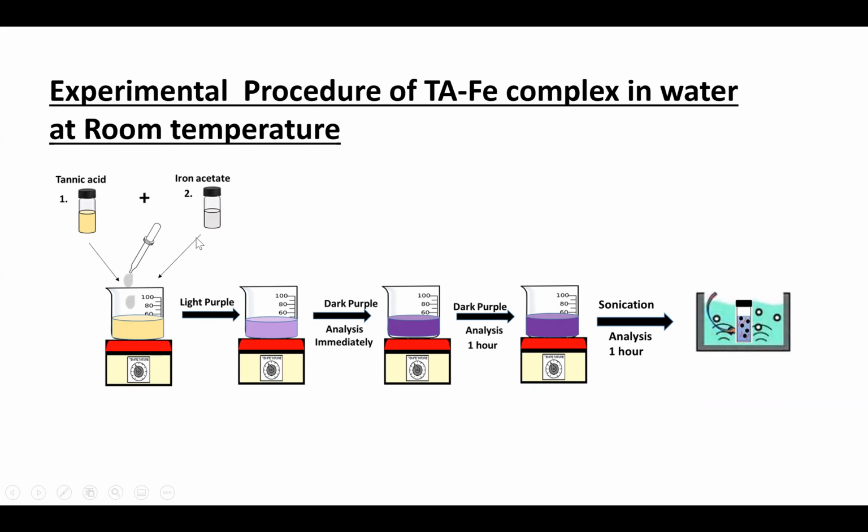For that, we used tannic acid, which is generally yellow in color. When we added iron acetate dropwise, it turned to light purple color. After keeping it in heat, it will turn to dark purple. Then we go for the sonication, then take the residue to get the TAFE complex.